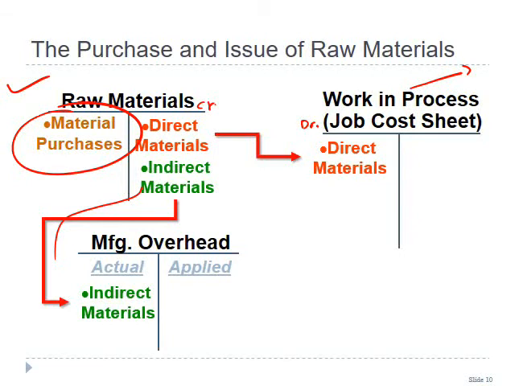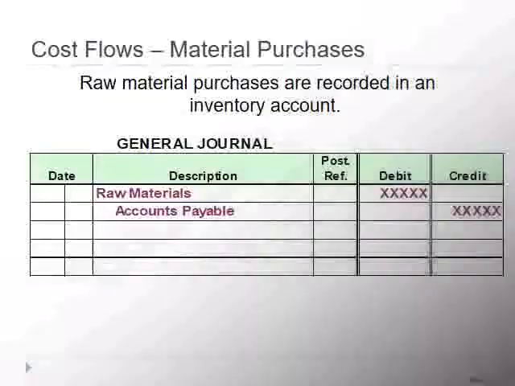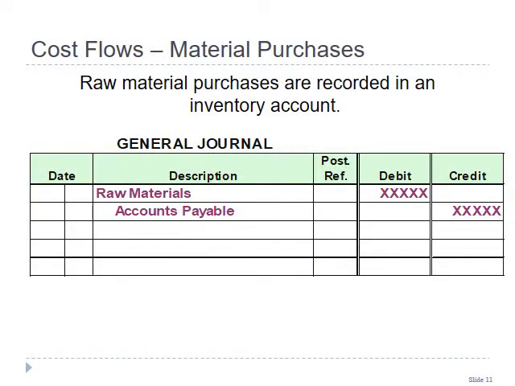So part 3 is that to account for indirect material requisitioned, the manufacturing overhead account is debited and the raw material inventory account is credited, right? Now moving towards our next slide. So what will be the entry here? Here is an example of a journal entry to record the purchase of raw material on account. So what is the entry? We basically debit the raw material account and credit the accounts payable, right?